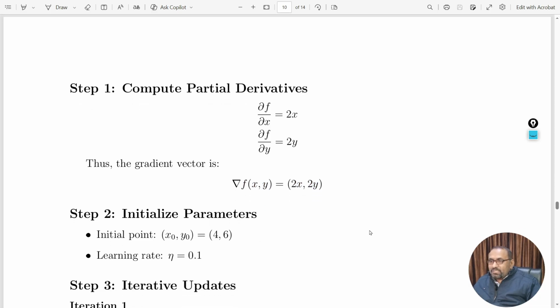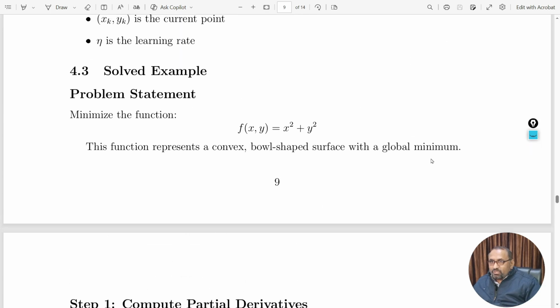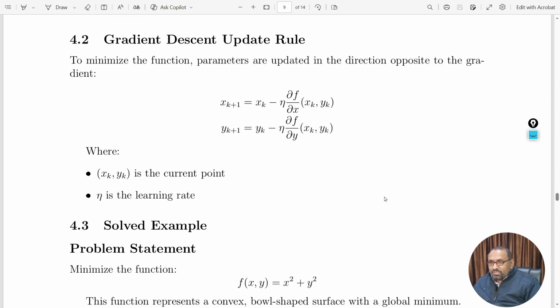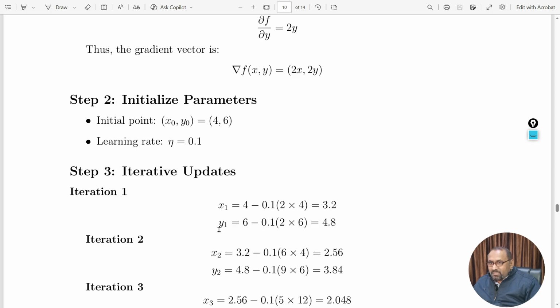So suppose that the initial value we have is 4, 6. The x0 and y0, this is the initial point, which is (4, 6), and the learning rate we have is 0.1. So by following the same steps as we have defined, by using these two equations we can update the value. Now the value of x1 and y1, by putting the values in the equations, we have x1 will be equal to 3.2, and that of y1 we have is 4.8.